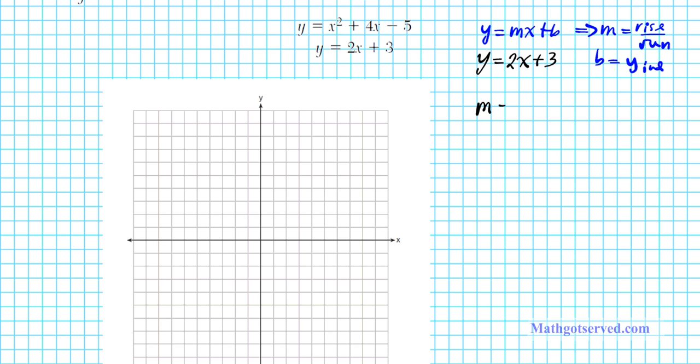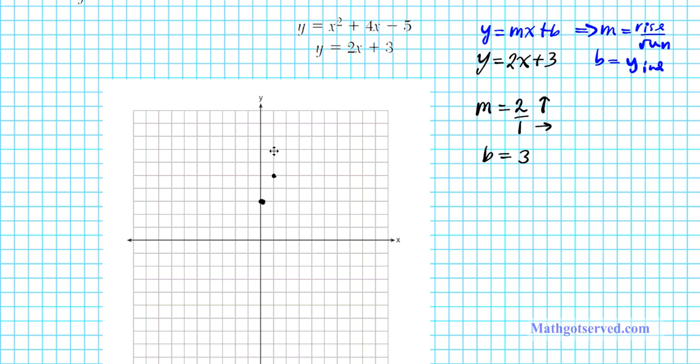So in this problem, m is equal to 2 over 1, which means we're going to rise 2 and run 1. Where are we going to start from? We're going to start from the y-intercept b, which is 3. We can see that b is 3 and m is 2. All right, so let's go ahead and mark 3 on our graph: 1, 2, 3 on the y-axis. That's where you begin. You rise 2, 1, 2, and run 1. Those 2 points define the line.